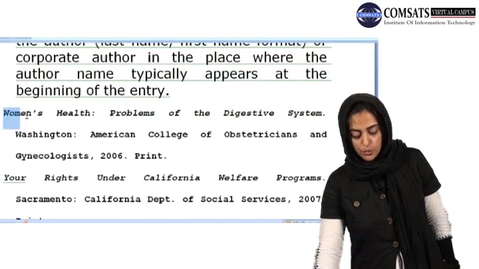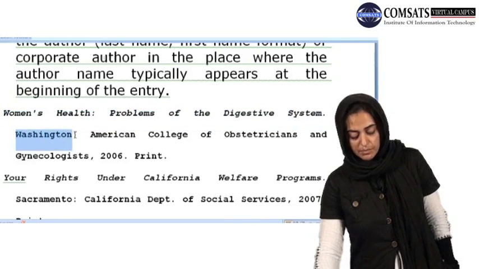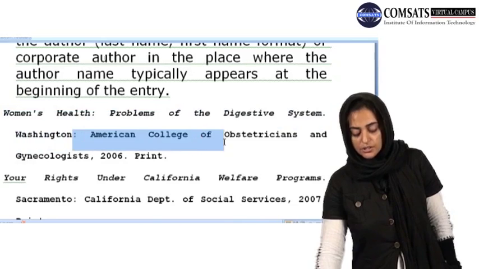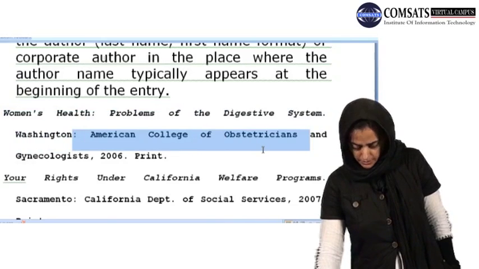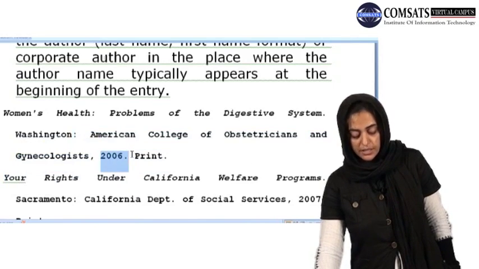The title is Women's Health Problems of the Digestive System. Then over here directly comes, dear students, the city of publication. Then the publisher's name is American College of Obstetricians and Gynecologists, comma 2006, that is the year of publication, then dot, then the medium of publication is print.